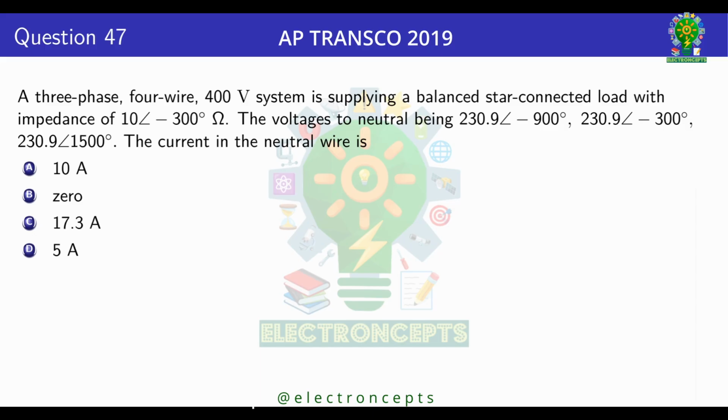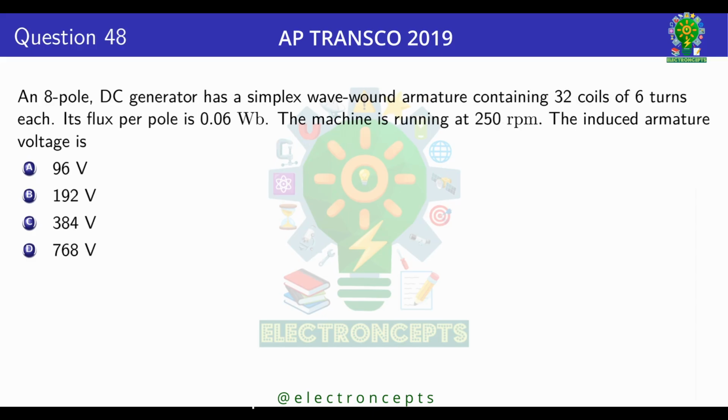Question number 47. A 3-phase 4-wire 400 volt system is supplying a balanced star connected load with some impedance, and voltages to neutral are given, that is, phase voltages are given. We need to calculate the current in the neutral wire. In a perfectly balanced 3-phase 4-wire system connected to a balanced load, the current in the neutral wire is the phasor sum of three symmetrical equal magnitude currents displaced by 120 degrees. In the question, if we observe, the voltages to neutral are displaced by 120 degrees. Therefore, the current in the neutral wire is equal to 0. Option B is correct.